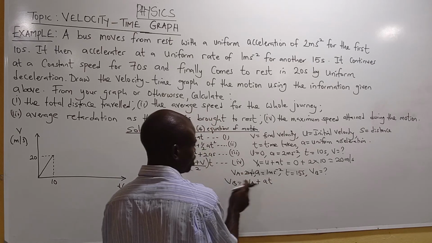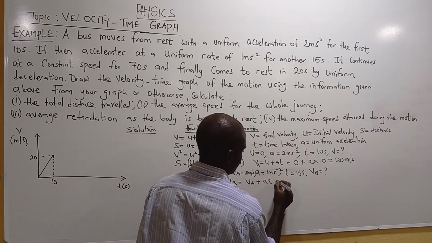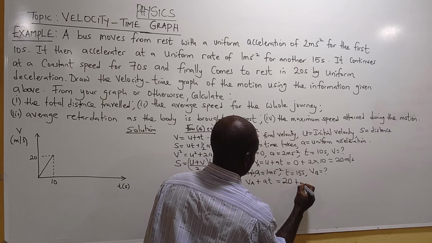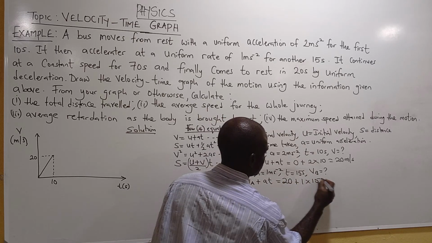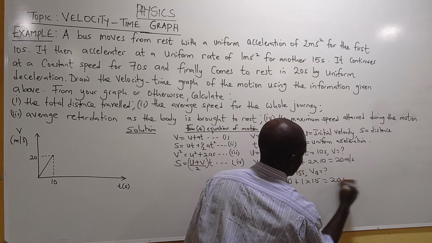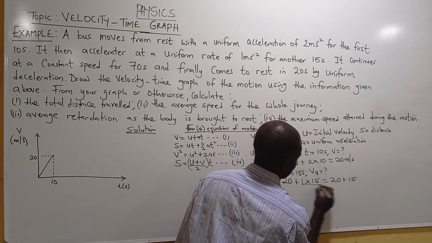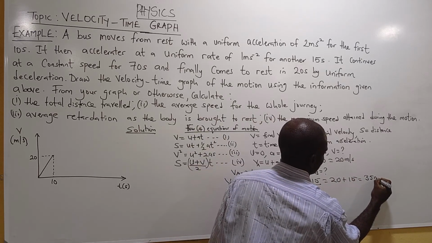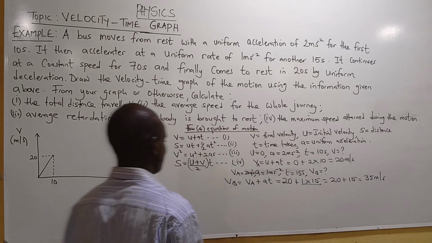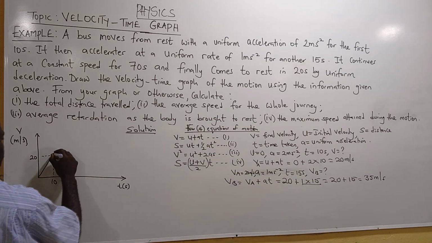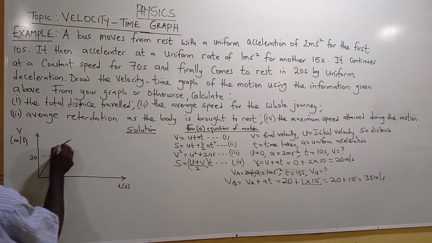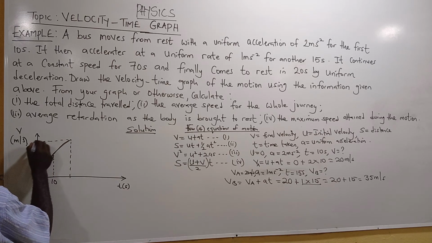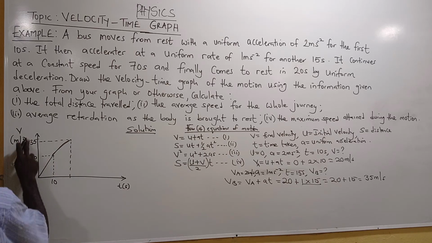Now vb equals va plus at. Understand, because it's time to change direction, we are not using u again. So va is 20 plus acceleration 1 times 15. 20 plus 1 times 15. Remember BODMAS, do multiplication before addition, which gives 35 meters per second. Now trace it, change the direction, let it bend. That's 35.